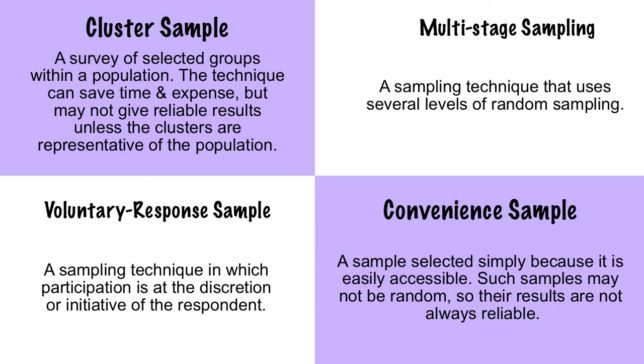And now some other examples of ways to create a sample. There's a cluster sample, which is a selection of groups within a population. A multi-stage sample is a sampling technique that uses several layers of random sampling, and there's different techniques to do that. You start with a whole country perhaps, and then sample cities above a certain population, and then neighborhoods above a certain socioeconomic status, and so on and so on.